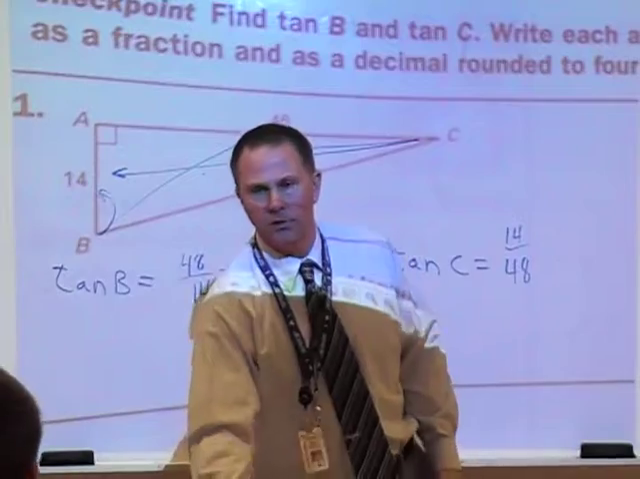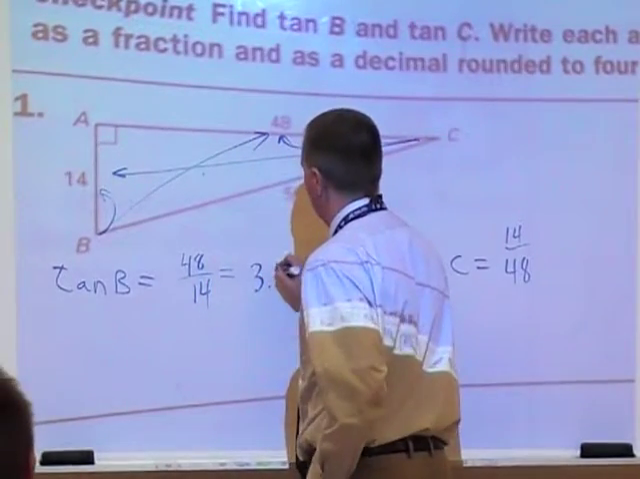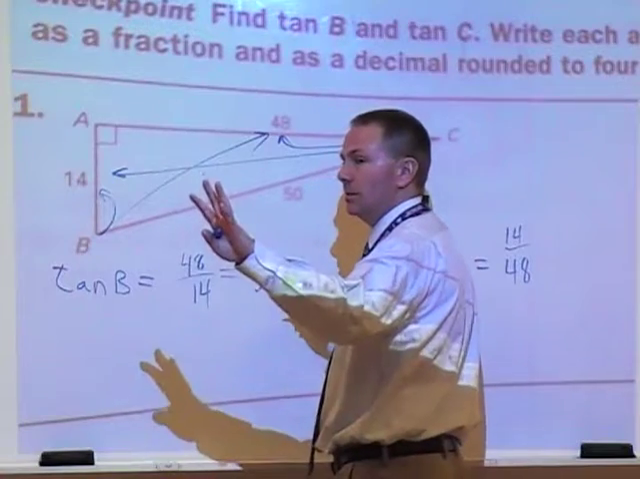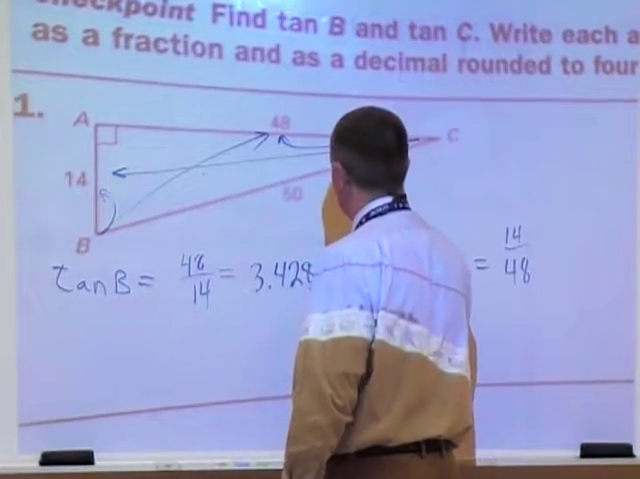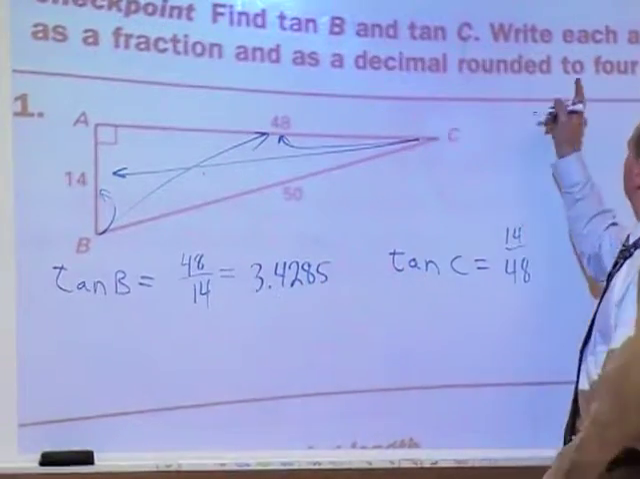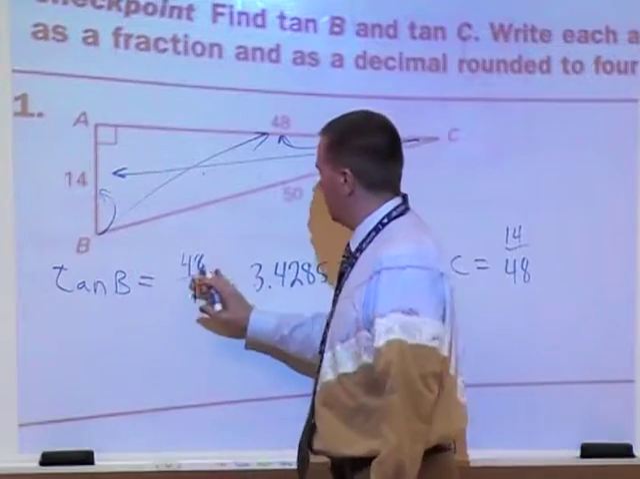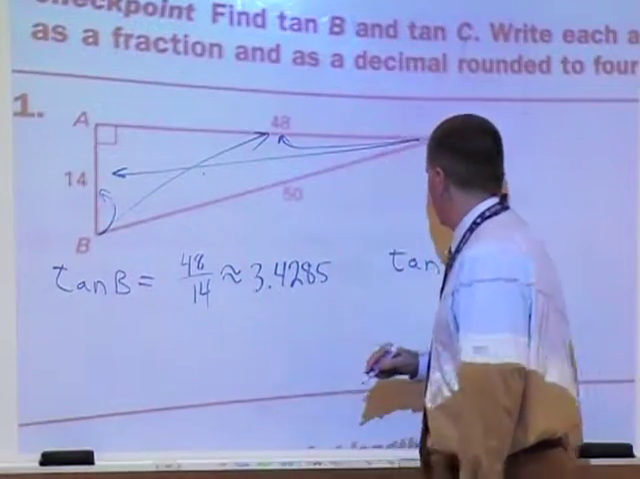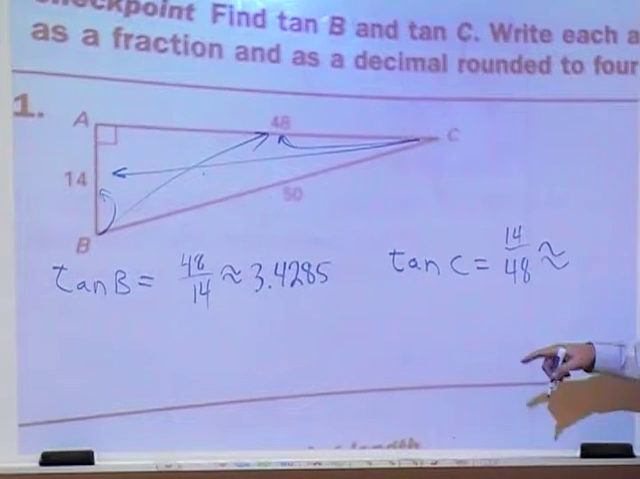What do you get, Mackenzie? It's 3.4, go out 4 decimal places. 285. And we're going to start going out 4 decimal places, and that's what it's going to tell you to do as well. Alright, so again, we rounded it, so we're going to use a little approximation symbol here. So what is 14 divided by 48 then?